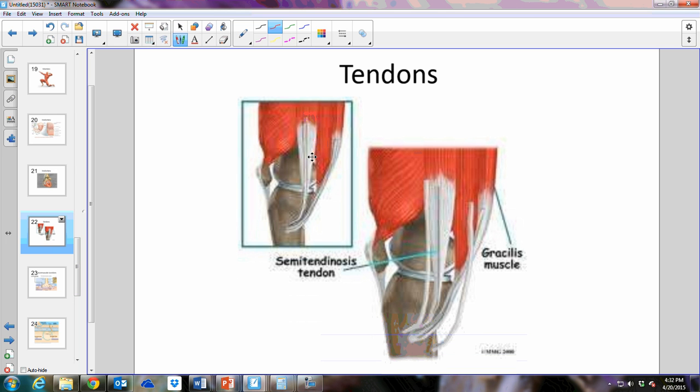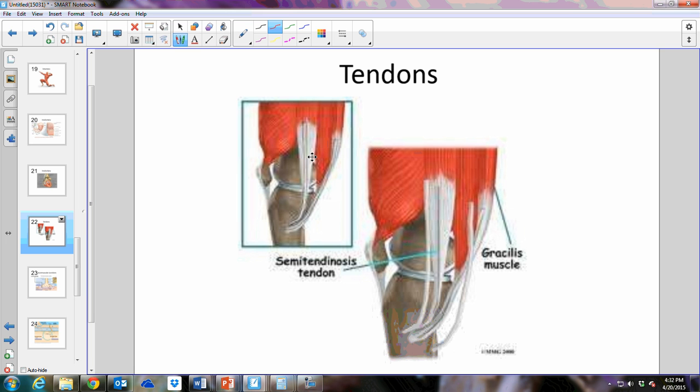Tendons are what connect your bones to your muscles. Your muscles have a covering around them, and your bones also have a covering around them, and those two coverings mix together, and you have this tight, dense connective tissue called a tendon.